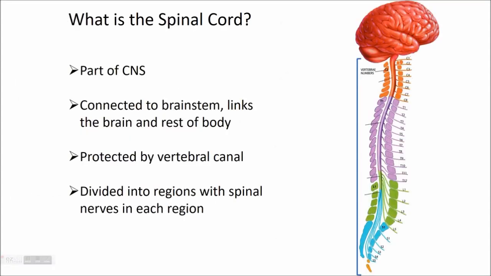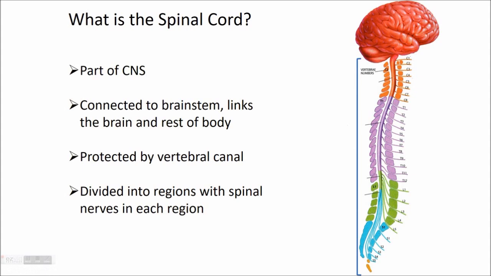So let's get started. Let's go through some basic anatomy of the spinal cord. Now the spinal cord is part of the central nervous system together with the brain and brain stem. It's connected to the brain stem around this area, and it links the brain to the rest of the body. It's protected by the vertebral canal, and as you can see on the picture we have here, it's divided into different regions, and each region has spinal nerves.